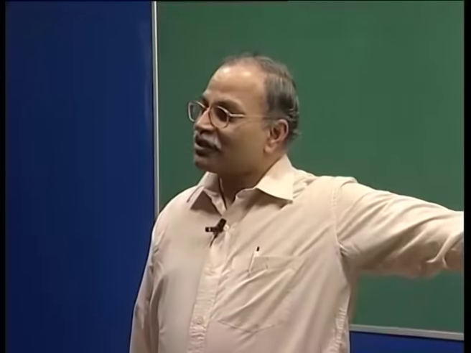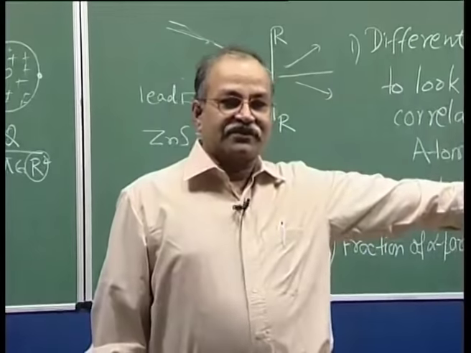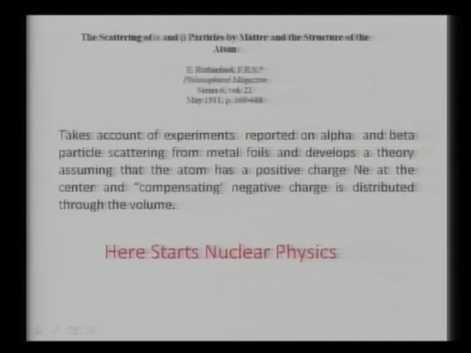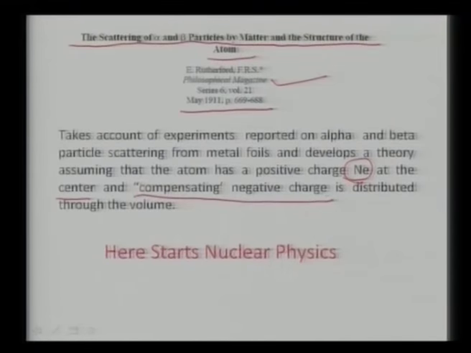That original paper reference I am also going to show you on this PowerPoint slide. This is Scattering of alpha and beta particles by matter and structure of atom. This is May 1911 and this is in Philosophical Magazine by Rutherford, volume 21. And this takes account of experiments reported on alpha and beta particle scattering from metal foils, and he develops this theory. In the theory, he establishes that the atom has a positive charge capital N times E at the center and compensating negative charge. The whole atom is neutral.